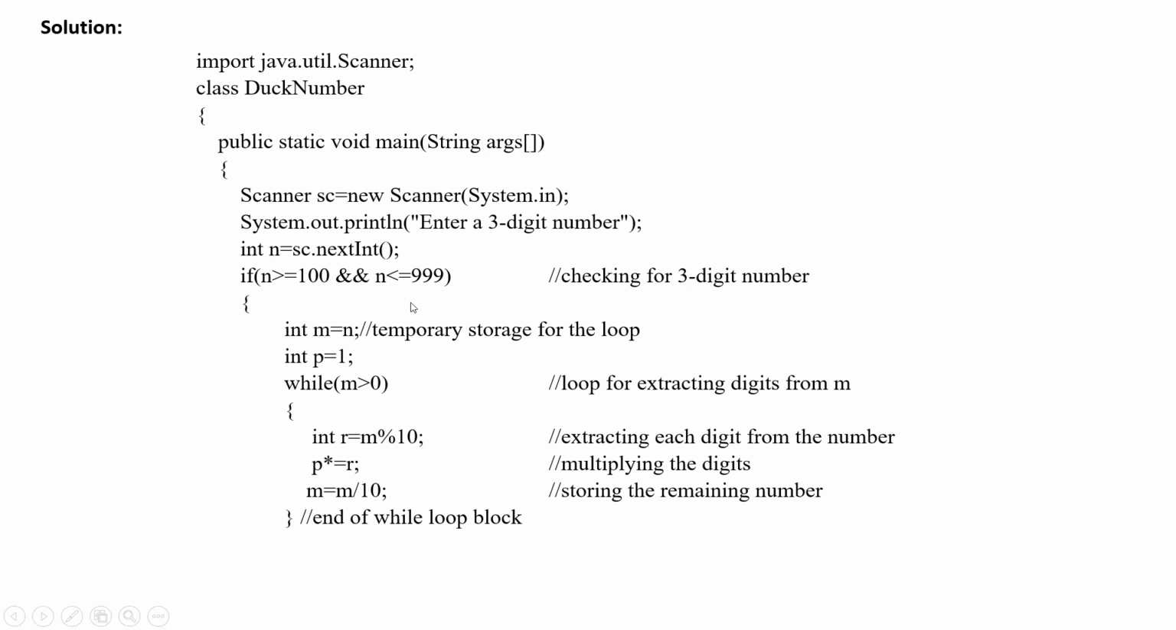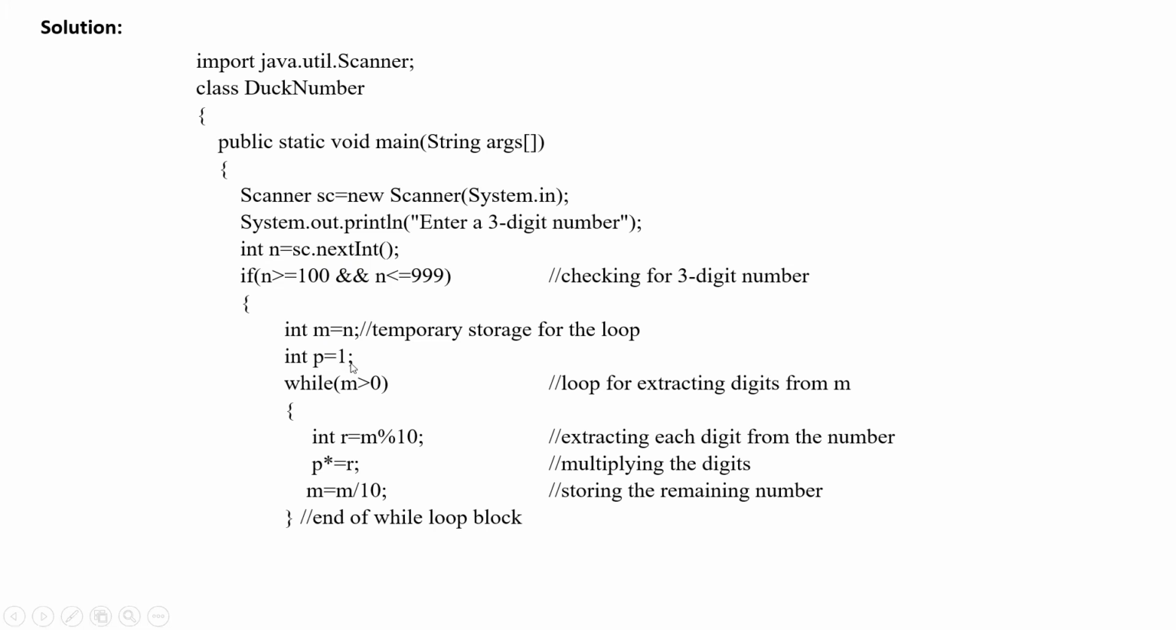First, we are checking for a 3-digit number. So if n is greater than or equal to 100 and n less than or equal to 999, then it is a 3-digit number. If it is a 3-digit number, we continue with the process, taking it in a temporary storage. m equals n, p equals 1.